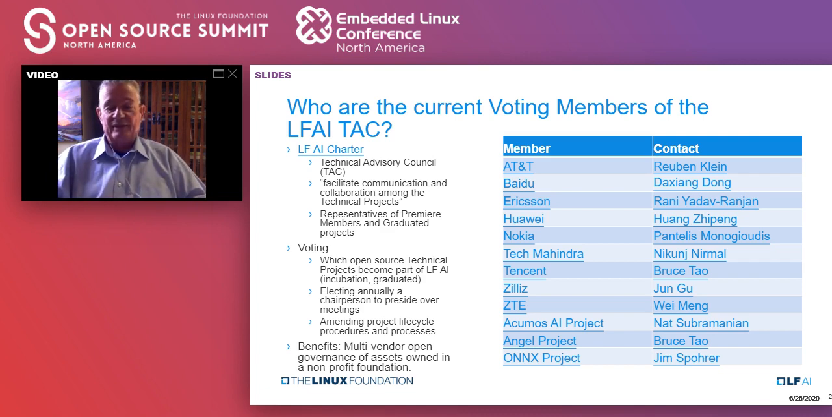The benefits of having a project in the Linux Foundation AI, Ibrahim also went over this, but I think it's important enough to emphasize and repeat. It's really this multi-vendor open governance of assets owned by a nonprofit foundation. There are a lot of open source AI and data projects out there that are primarily controlled by a single vendor, and that does introduce risk if other organizations want to build a product on top of that. It still is single vendor controlled.